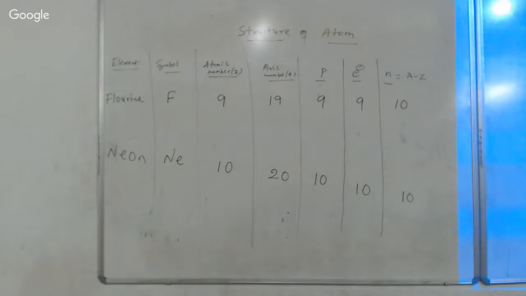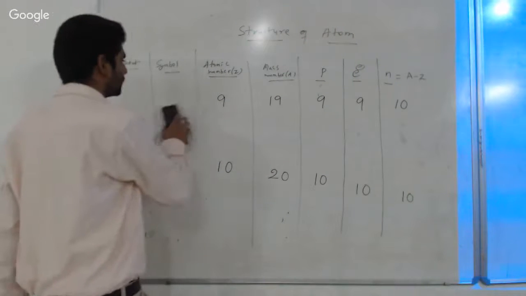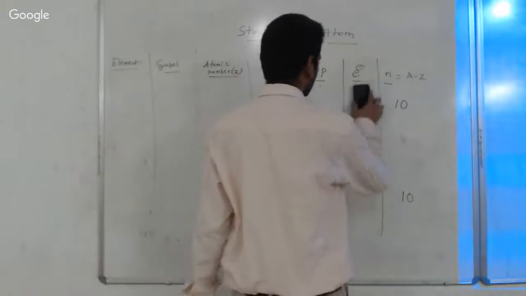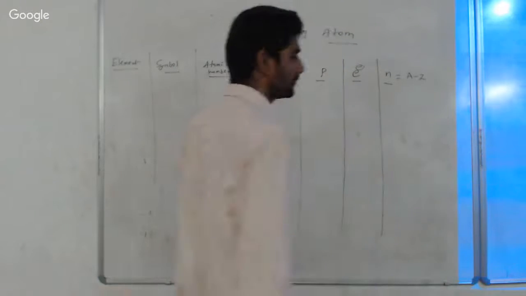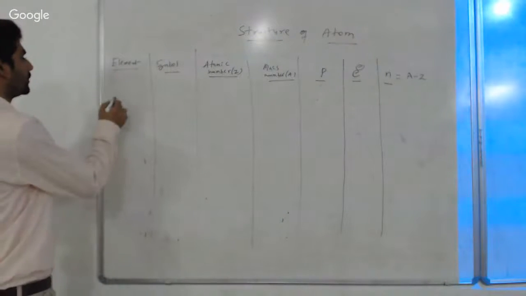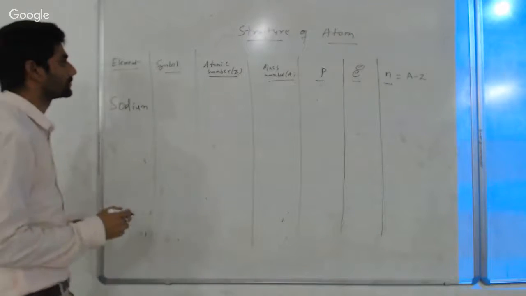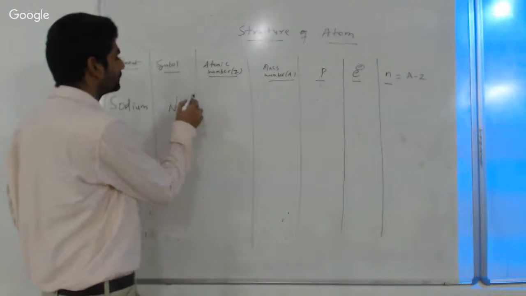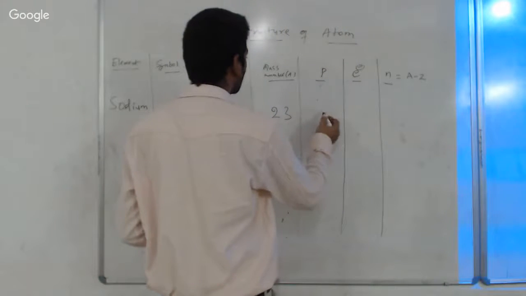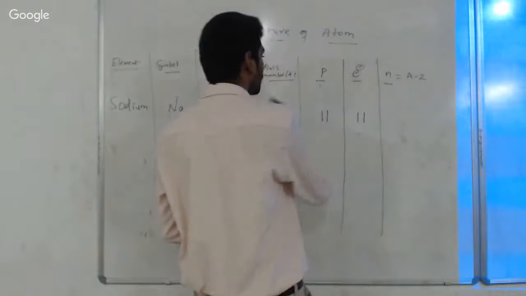Next, sodium. Symbol is Na. Atomic number 11. Mass number 23. Number of protons 11. Number of electrons 11. Number of neutrons: 23 minus 11 you get 12.